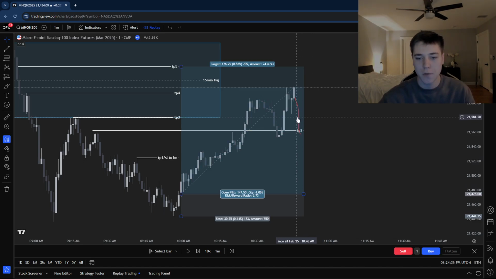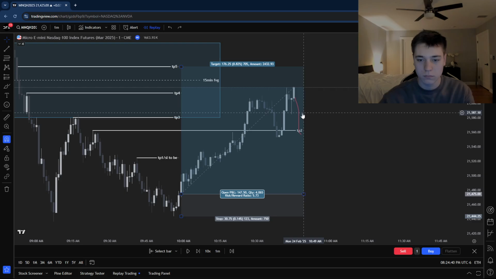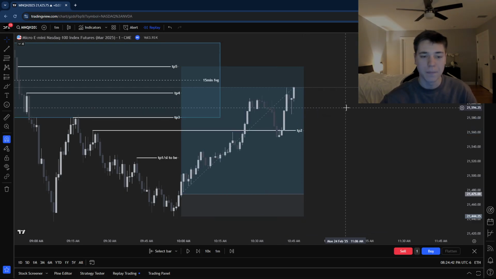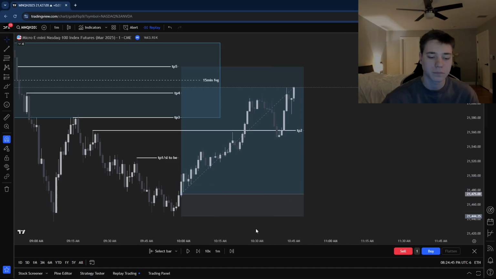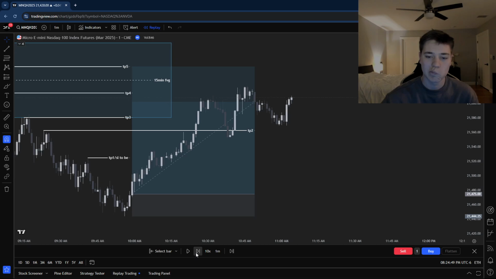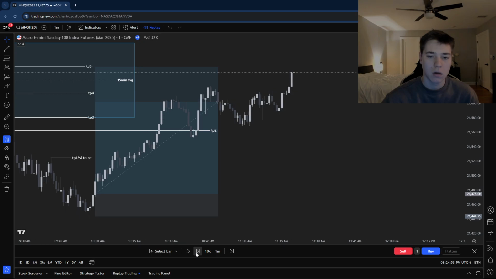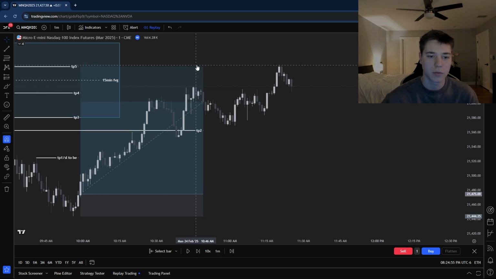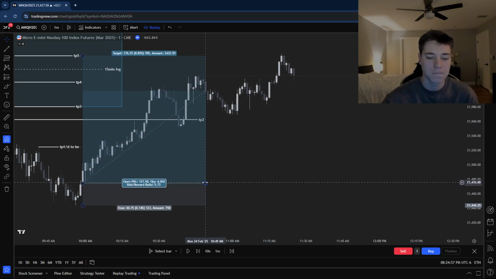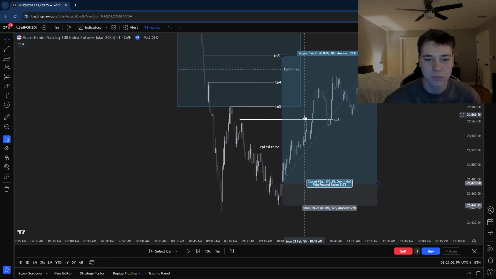Okay, so let's continue. I just got rid of it. Cool. Let's see if we can hit our TP5. Almost there. I think we hit it. Awesome. There we go. How easy is that? So easy. Like, come on.